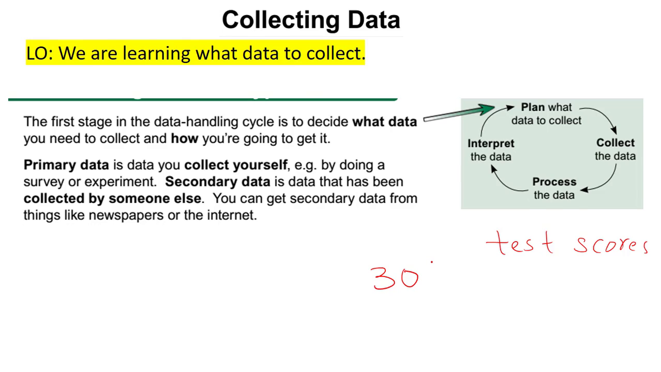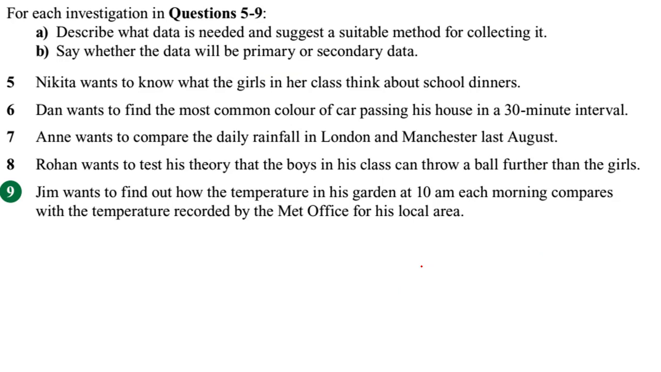Okay, right. So what I want you to do is to basically try question 5 all the way to question 9. For each of these questions, I want you to look at part 1, which says describe what data is needed. So you need to say what data is needed and suggest a suitable method for collecting it. Then the next part is to say whether the data will be primary or secondary data. So let's look at question 5 together before you try 6, 7, 8, and 9.